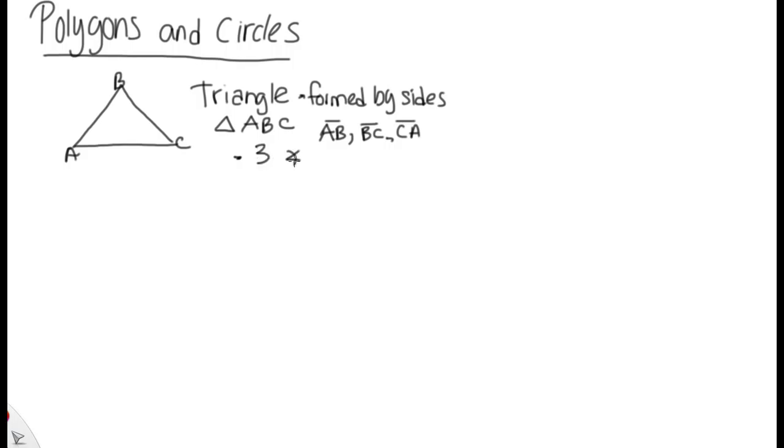and the three angles we would have here would be angle BAC, angle ABC, and angle ACB. Notice that these three angles have different vertices. BAC denoting this angle, ABC denoting this angle, and ACB denoting this angle.